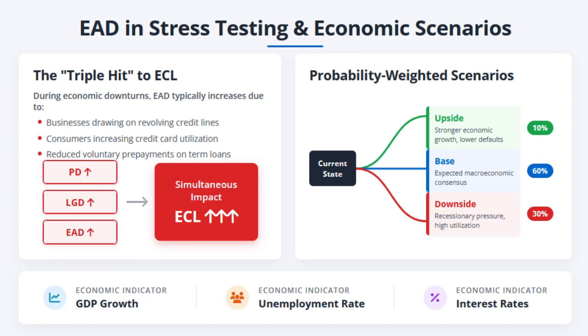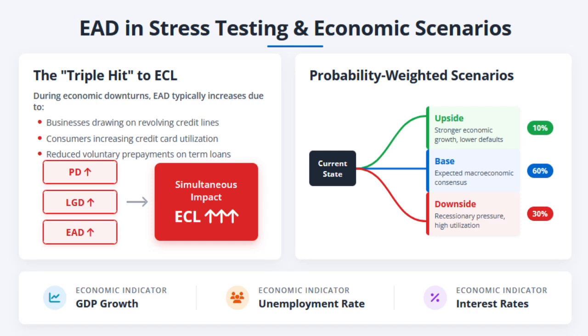Stress testing and economic scenarios. EAD models must support the stress testing and scenario analysis. During economic downturns, EAD typically increases due to businesses drawing on revolving credit lines for liquidity, consumers increasing credit card utilization, and reduced voluntary prepayments on term loans. So basically, this creates a triple hit to the ECL.